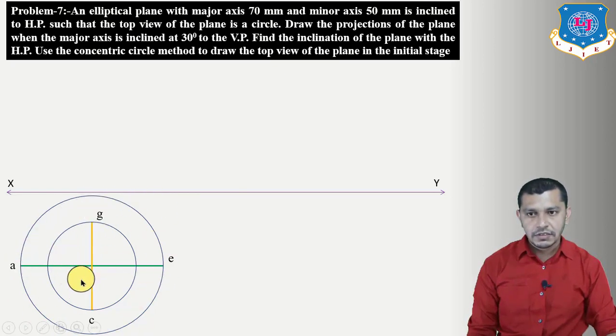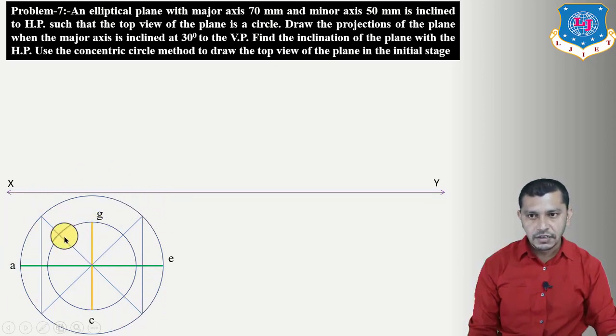So after drawing these circles, now divide the circles into 8 equal parts. Now after dividing the circle into 8 equal parts, from the points of the outside circle 1, 2, 3, 4, we have to draw lines parallel to the minor axis, that is parallel to GC. So from this point, this point, this point and this point, draw lines parallel to the minor axis. And from the points of the inside circle, draw lines parallel to the major axis. So from this point, this point, this point and this point, draw lines parallel to the major axis.